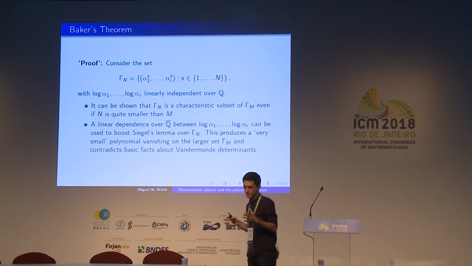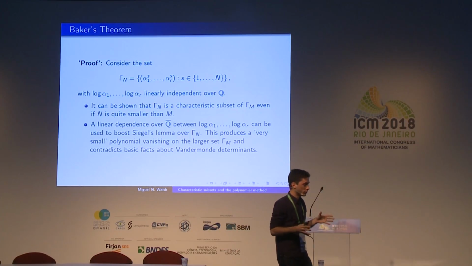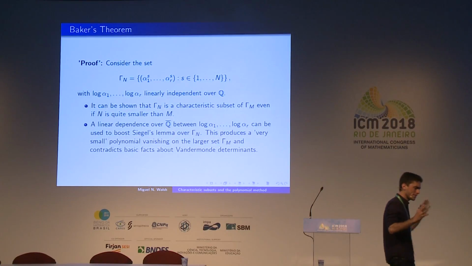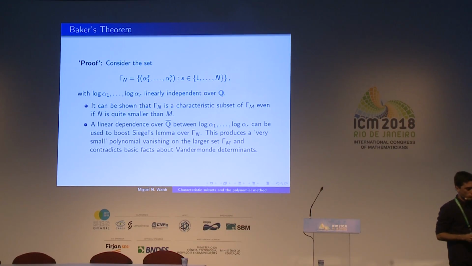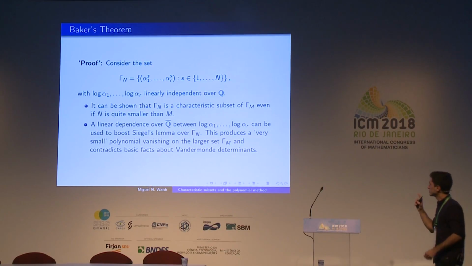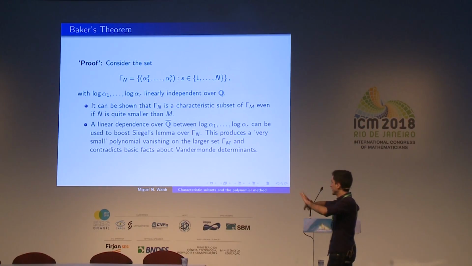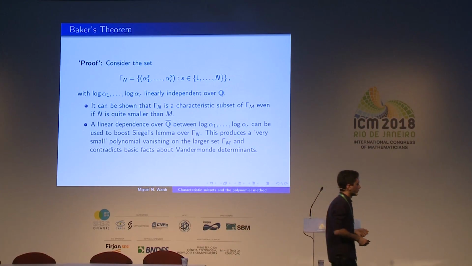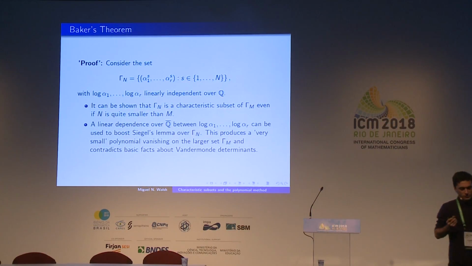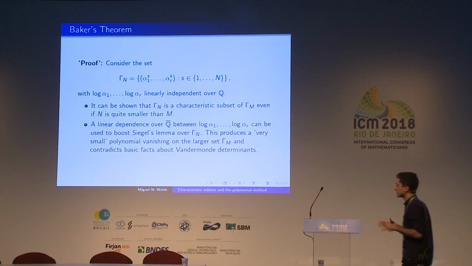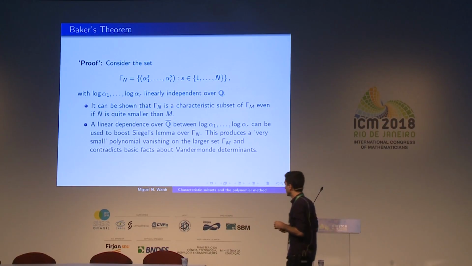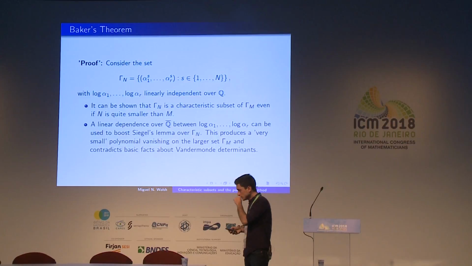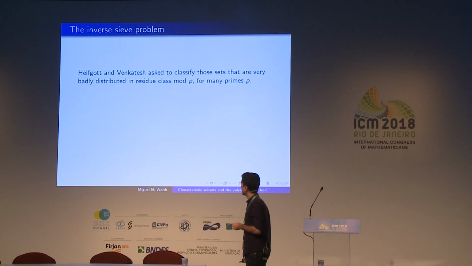And once we have this, it's not only a small polynomial by the fact that it's a characteristic subset, but it's a very small polynomial because we also have this boosted version of Siegel's lemma. And so this produces a very small polynomial that vanishes on the larger set, and once you are in that situation, it's very easy to prove that that cannot happen. It just contradicts basic facts about the Vandermonde determinant. So you see these are two results very different from one another, but the method in which they proceed is very similar.